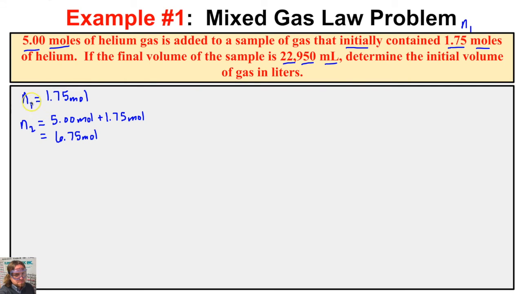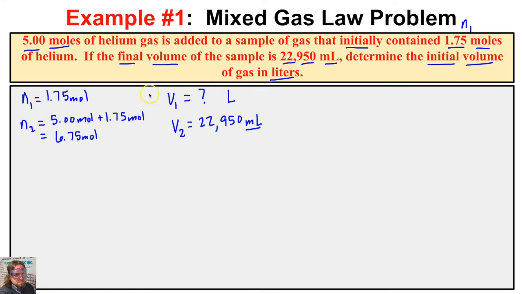And n2 ultimately is going to equal 6.75 moles. Okay, so we know n1 and we know n2. Let's read the question further. It says if the final volume, so final volume will be V2, is 22,950 milliliters, then what we need to do is determine the initial volume. Remember, initial means first. So what we want to find here is V1. And last, we want to figure out the gas in liters, not milliliters like we see V2 is in. We want to figure this out in liters.